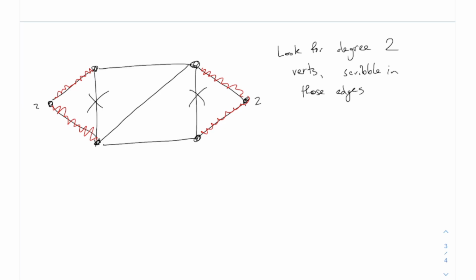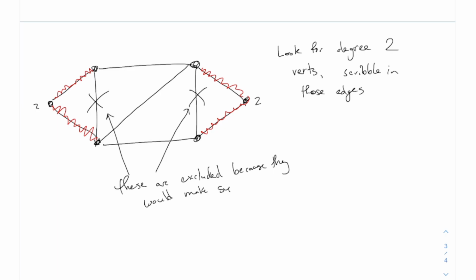All right, so these two edges are excluded because they make subcircuits. You can't use those two edges because they would have made a subcircuit. Okay, how about the others then? Now, check it out. This is like a cute little puzzle. I hope you like cute little puzzles.